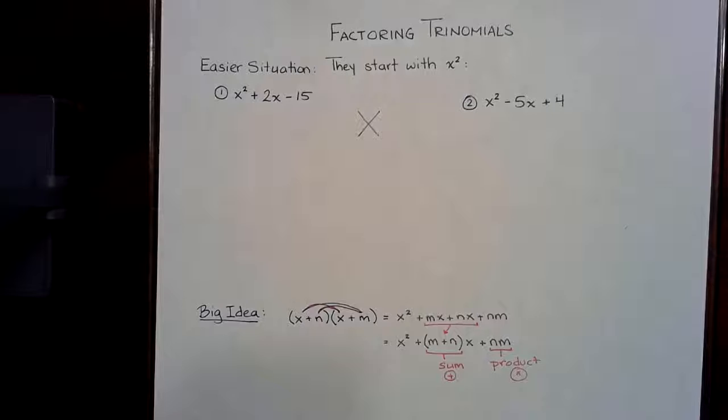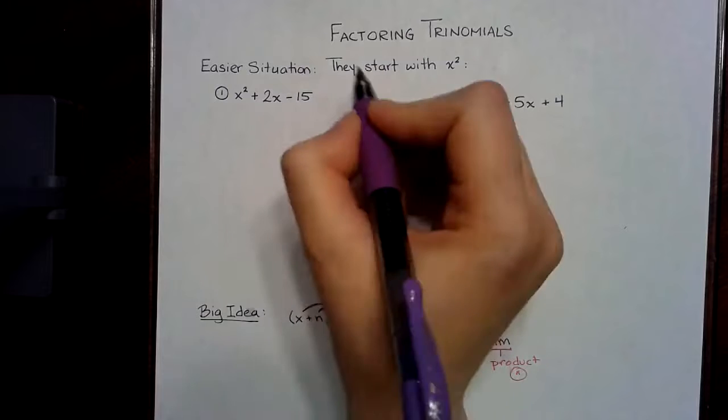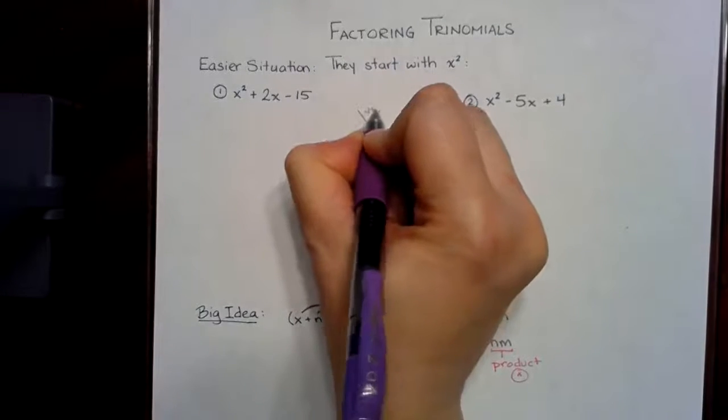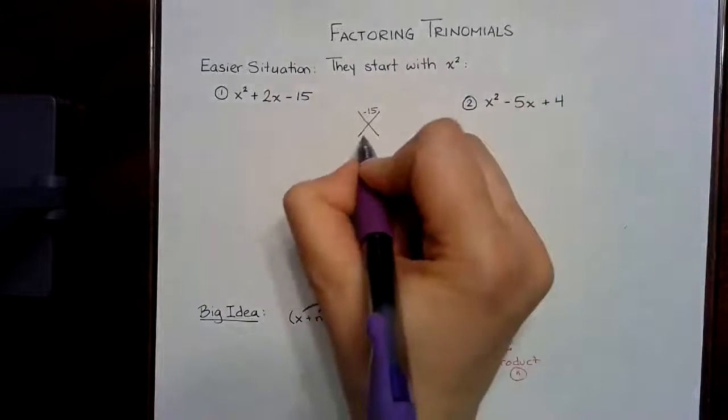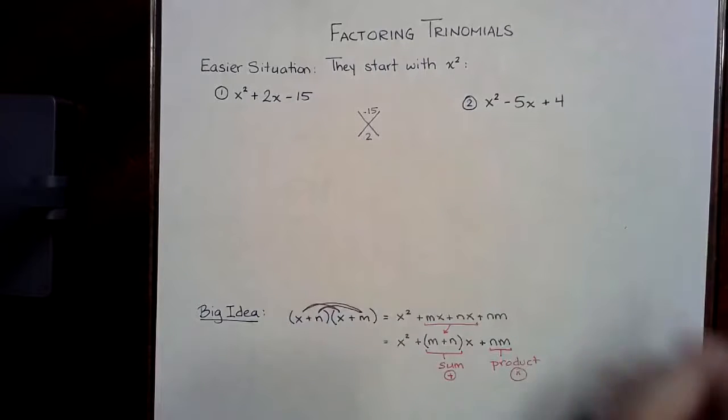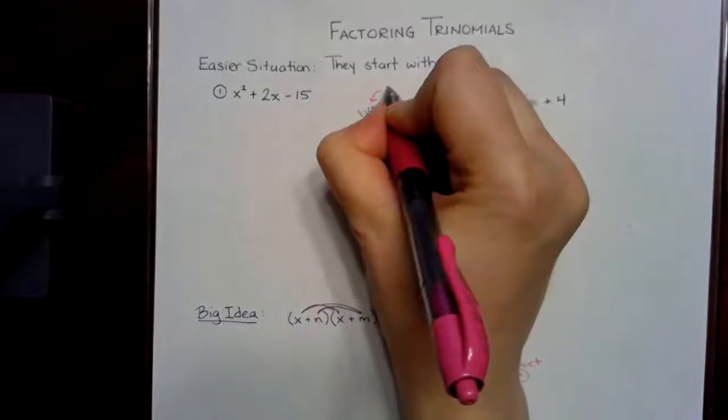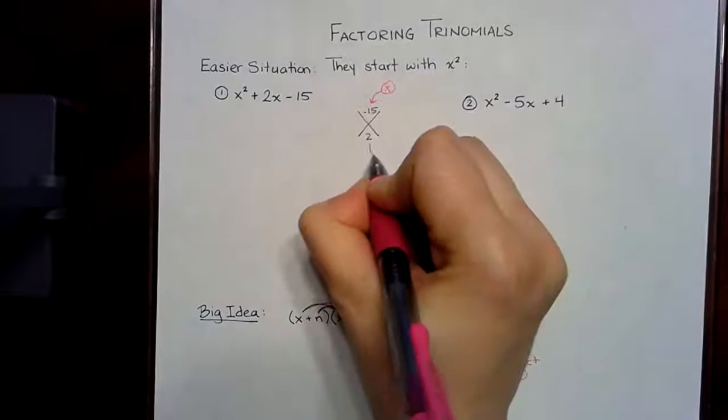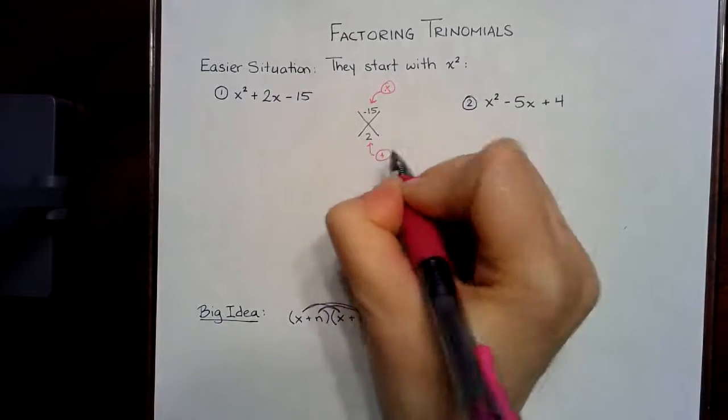Many people organize their work using an X and call it a diamond problem. You don't need to, but I'm going to show my work. So we put the number that they multiply to up on top and the number that they need to add to down on the bottom.